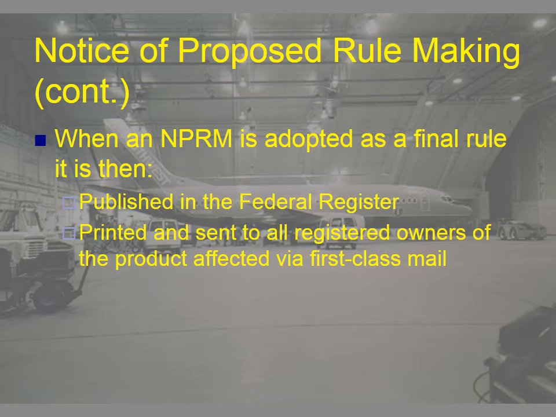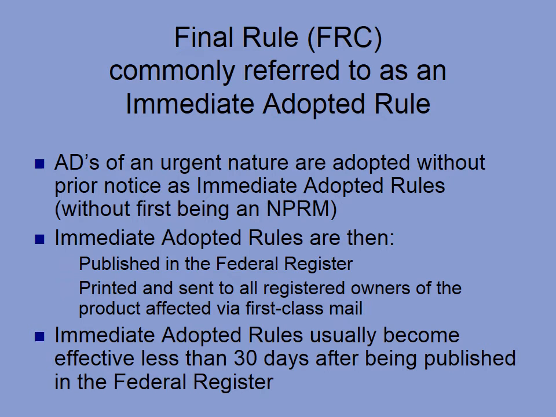When a Notice of Proposed Rulemaking is adopted as a final rule, it is then published in the Federal Register and printed and sent to all registered owners of the product affected via first-class mail. Final rules are issued when an unsafe condition warrants the immediate adoption of a rule without prior notice.